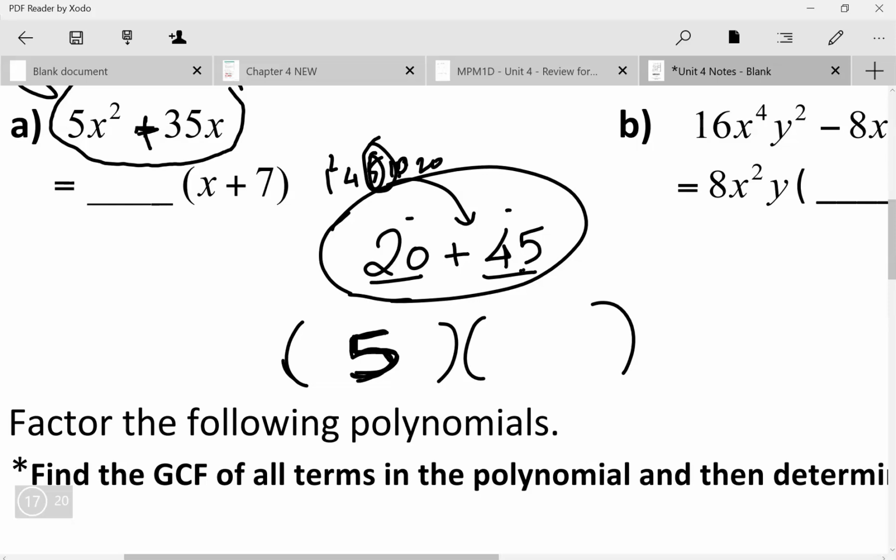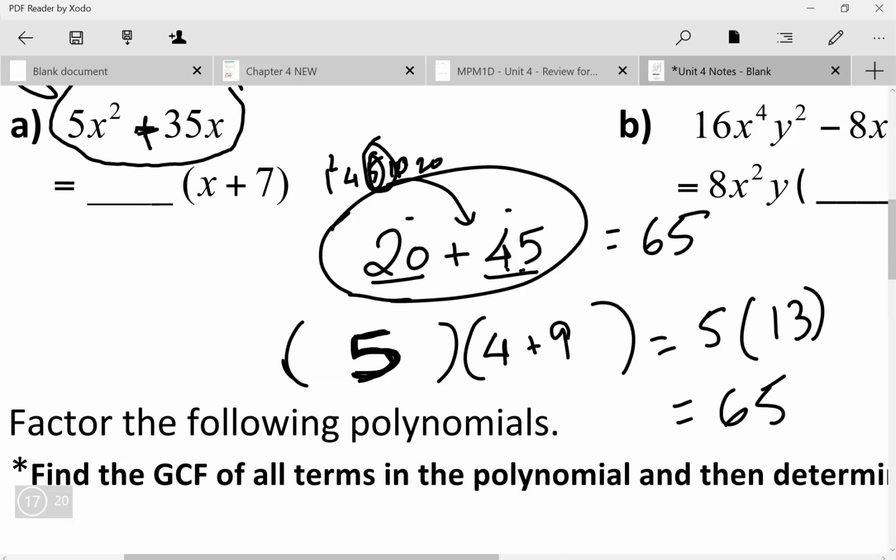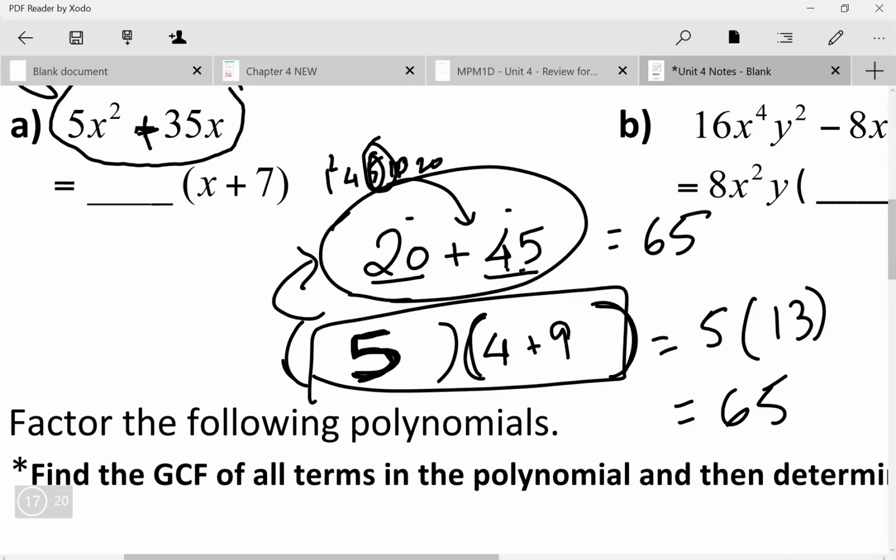So let's see, we're going to divide out the 5 from 20. That leaves us with a 4. Divide out the 5 from 45. That leaves us with a 9. And we get 5 times 13, which, as we know, is 65. And this is just confirming what we said before, that 5 times 4 plus 9 is indeed the same as 20 plus 45.